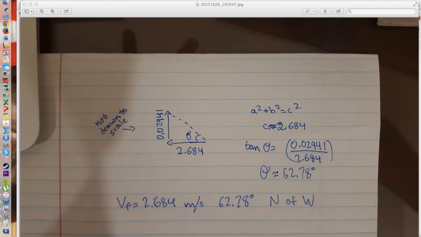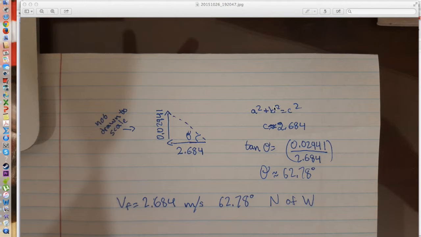So for the final velocity, we do the exact same thing. We take the final velocity of the x, which is negative 2.684 meters per second. But when you say negative 2.684, that just means it's in the opposite direction, or going west. And the final velocity of the y is 0.02941. And this is not drawn to scale, since 0.02941 is a very small number.